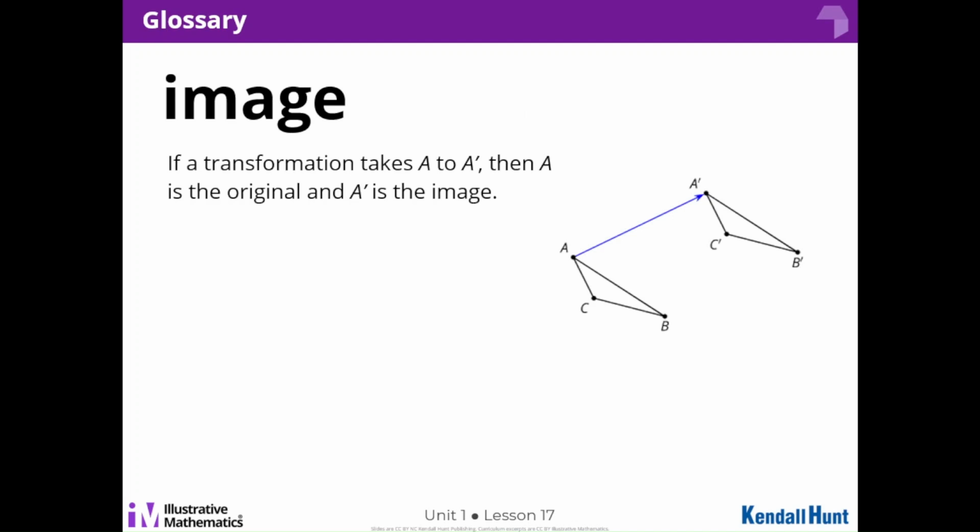Next, we have image. When we do transformations, such as the one on the right side of the screen, we would consider the original triangle to be ABC down in the bottom left. And then as we translate it up and right, we create the image triangle of A prime, B prime, C prime. So the ones that we start with are the originals. The ones that we create through the transformations, that one is the image.